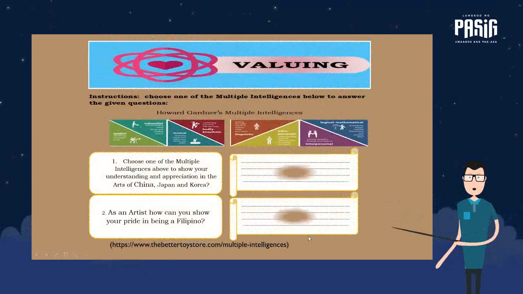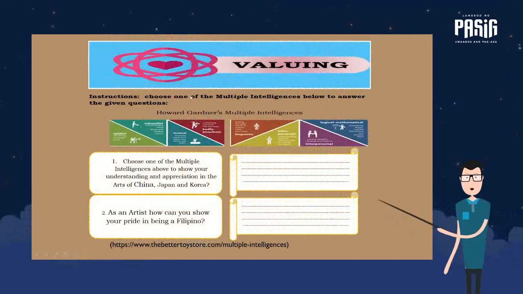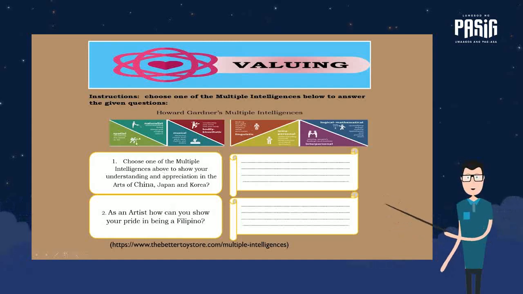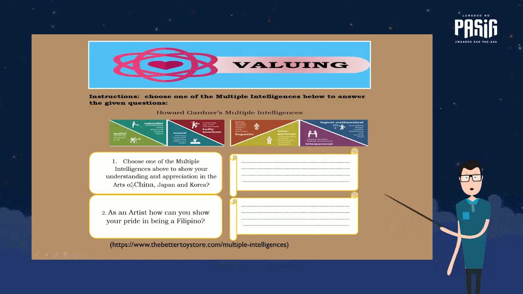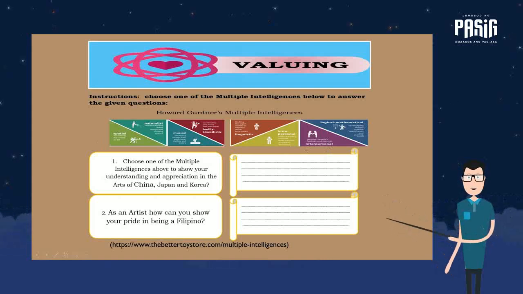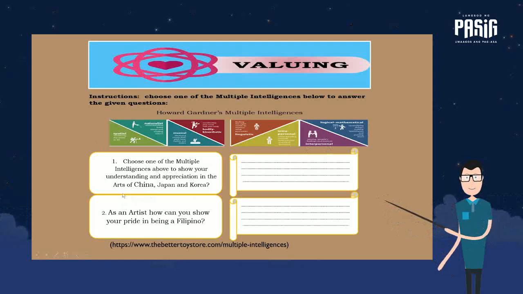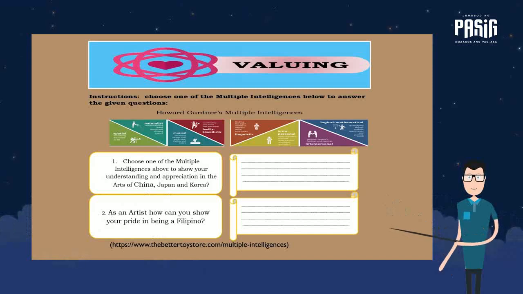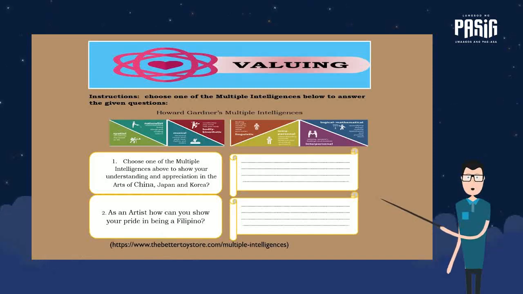For our valuing, here's our instruction. Choose one of the multiple intelligences below to answer the given questions. Here are our multiple intelligences: spatial, naturalist, musical, bodily kinesthetic, linguistic, intrapersonal, interpersonal, and lastly, logical mathematical. Here's our first question. Choose one of the multiple intelligences above to show your understanding and appreciation of the arts of China, Japan, and Korea. And number 2, as an artist, how can you show your pride in being a Filipino? Please write your answer in your notebook. Please do this at the end of the lesson.